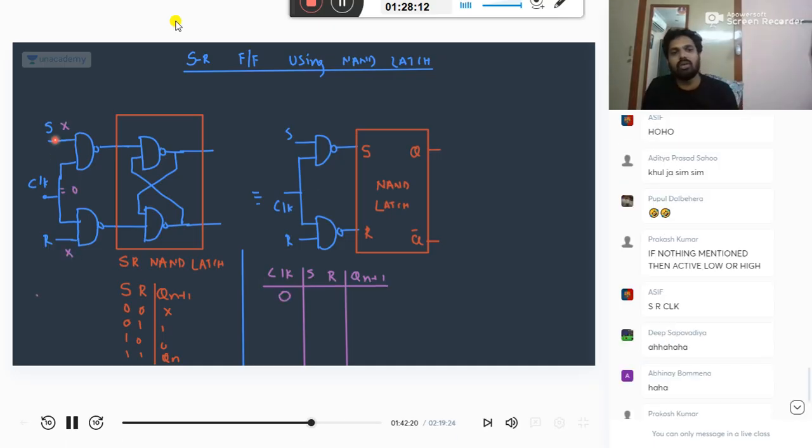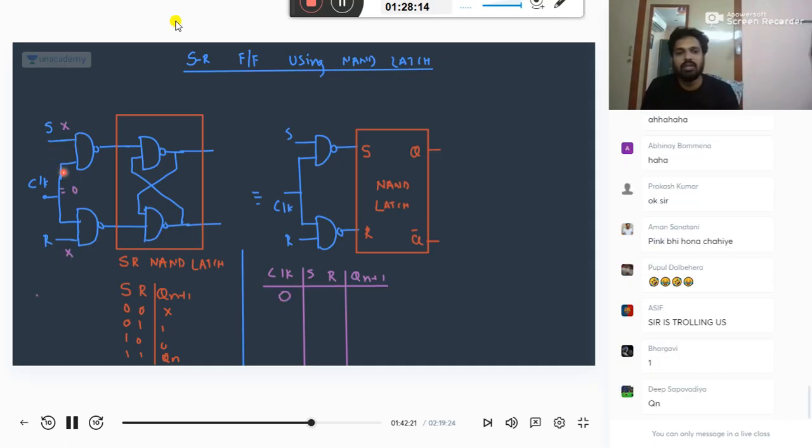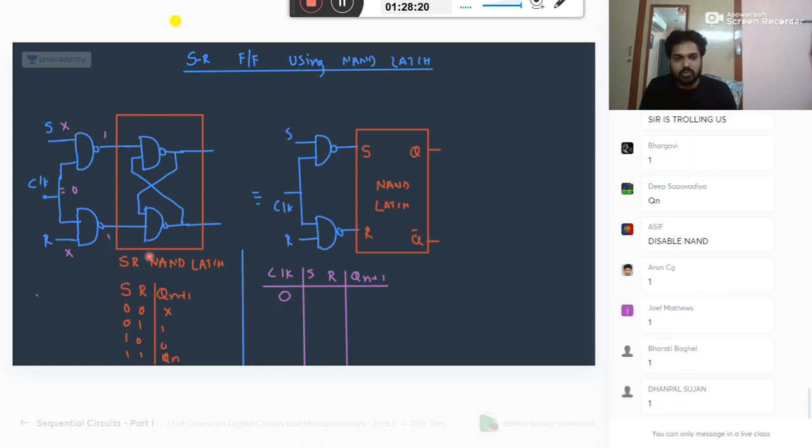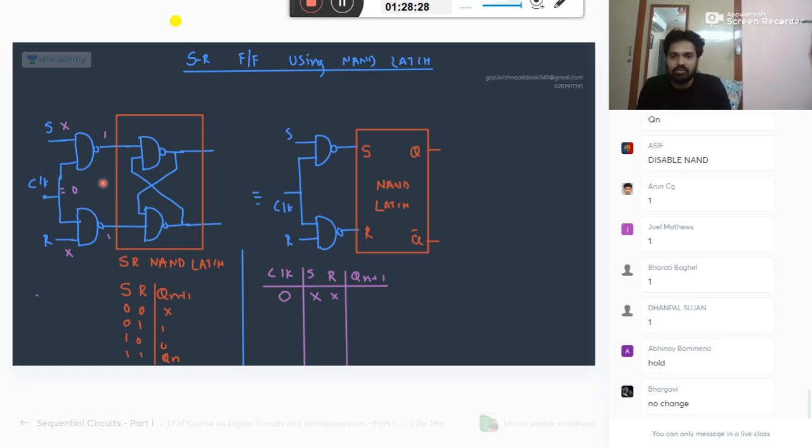Anything, 0 into anything, what is the answer? 0 into anything is 0, whole bar is 1. So for the SR NAND latch, 1 is going. S and R can originally be anything, but internally 1 will go. This box is already analyzed, don't analyze again. Don't waste your time. So 1 will go. What is the answer?